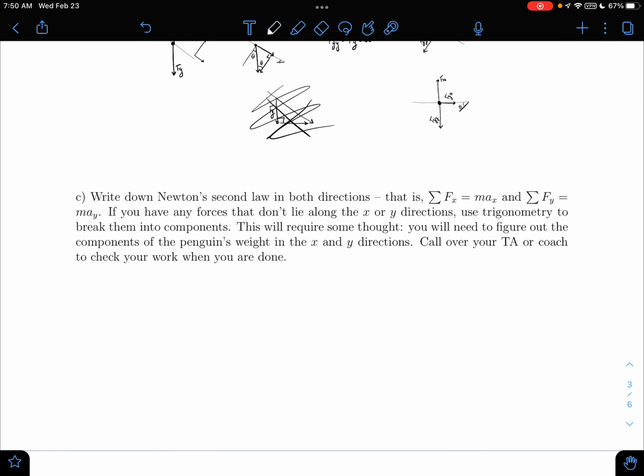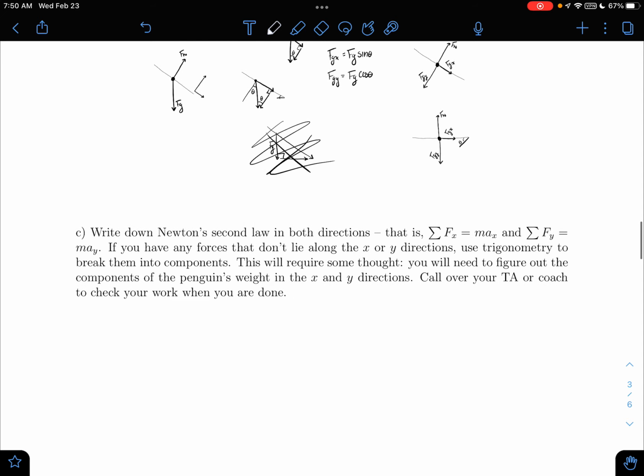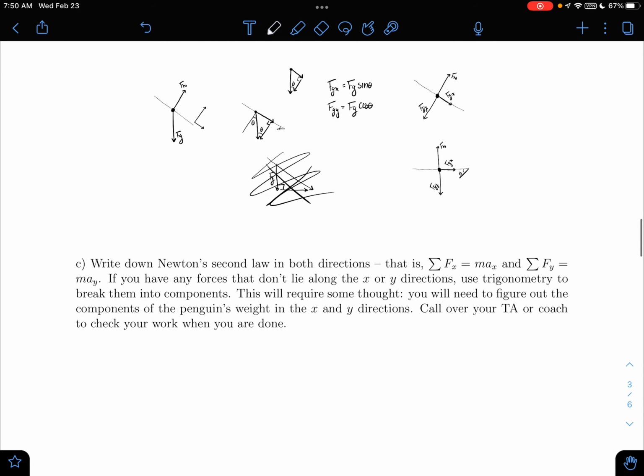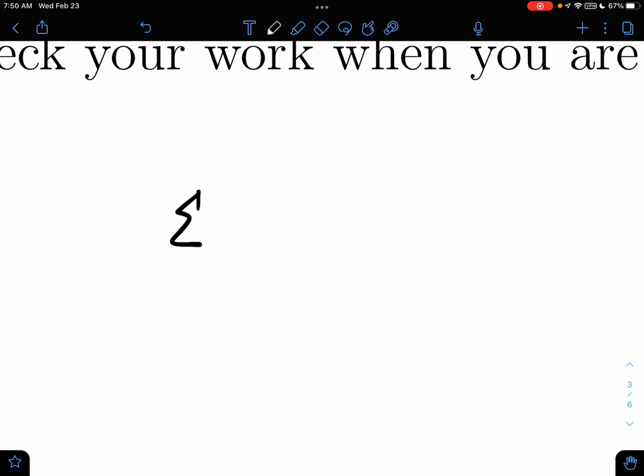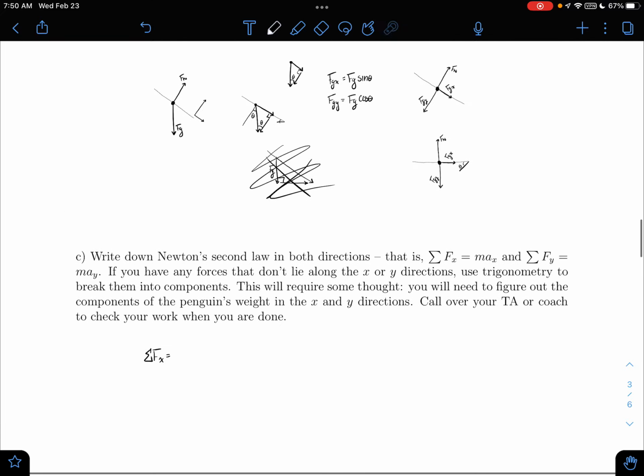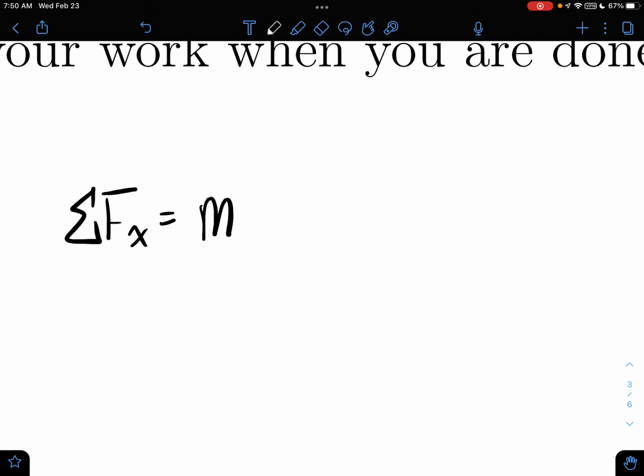I skipped ahead a bit and did the trig already, right? It's just easier to look at the geometry when we're looking at the geometry. So now we're going to say our sum of all forces in the x direction, right? That's just our FGX acting in that positive direction. So FG is our mg, so that's going to be mg cosine.